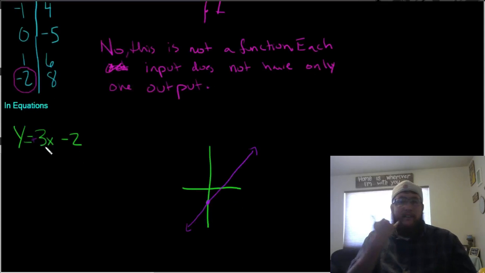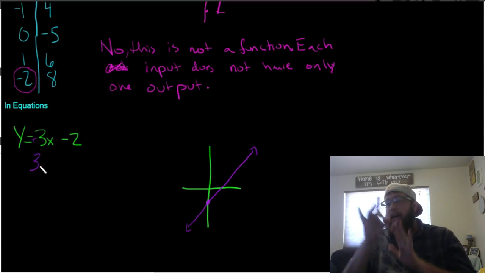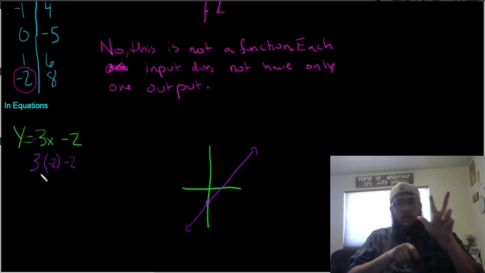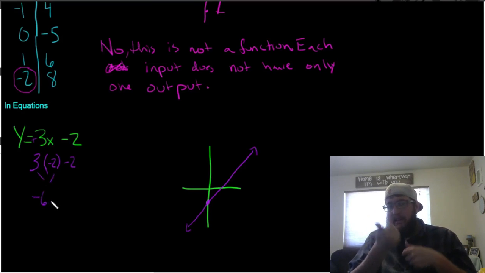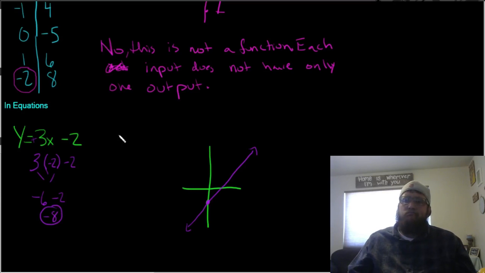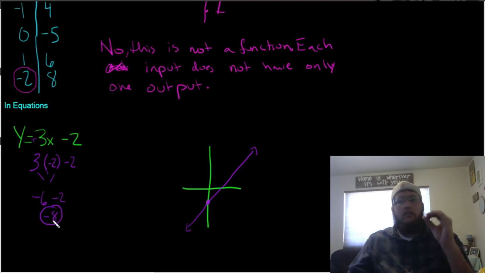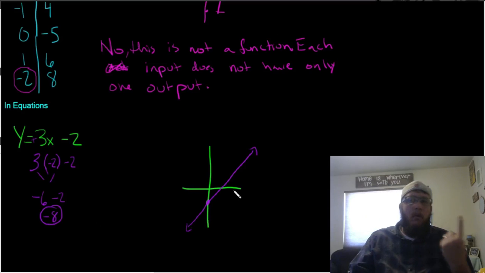So if you plugged in negative 2, you would just get this. 3 and negative 2 would be negative 6. Minus 2 more would be negative 8. So you don't have to do this, but the point I'm making is that you would only get one number. Every time you plug something in here, you're only going to get one answer. And that's because this function is linear.